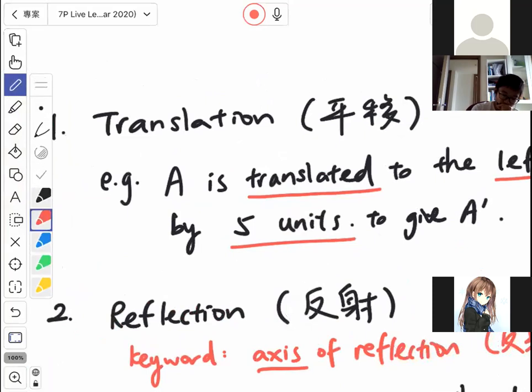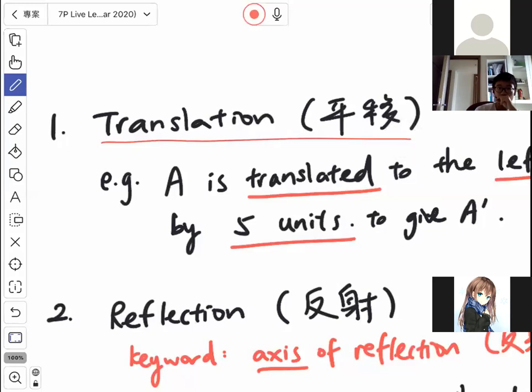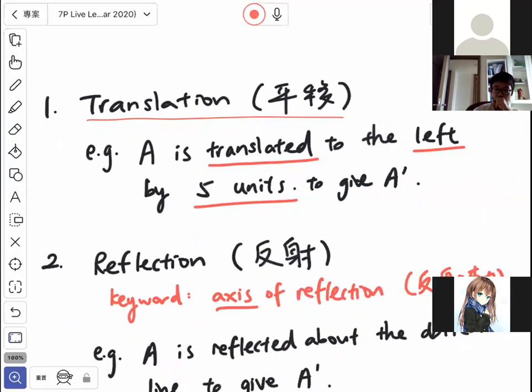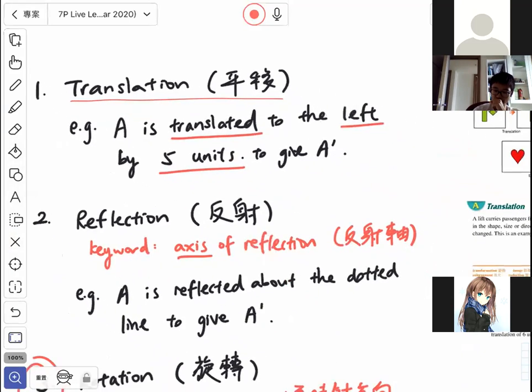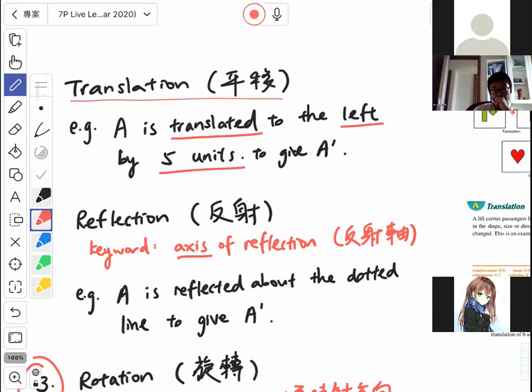Okay, so while I'm talking about it, I want you to force yourself to memorize all these terms. Translation, 平移. The shape does not change, the direction does not change. I only move it to the right, move it to the left, and we say that this is translation. For example, I say A is translated to the left by 5 units. This is a way to describe a certain translation.